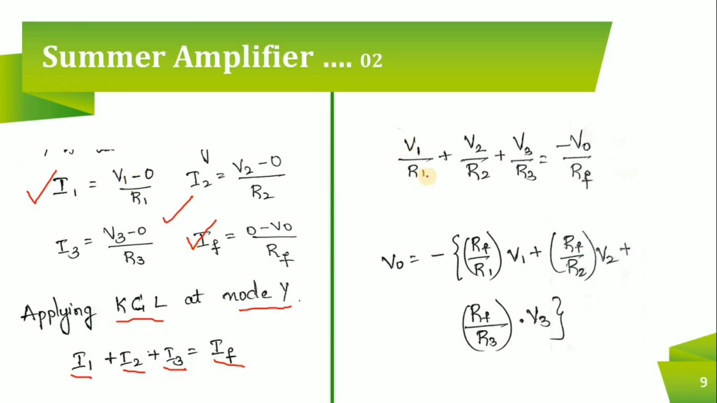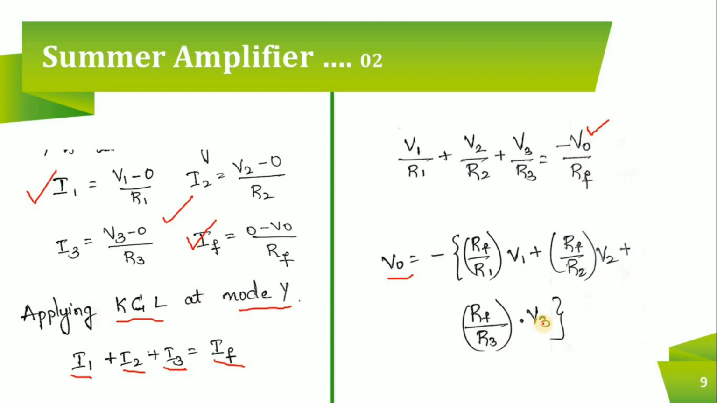So V1 by R1 plus V2 by R2 plus V3 by R3 is equal to minus V0 by RF. See, 0 minus V0 is minus V0, okay? Divided by RF. I need to find the value of V0. So I'll separate V0 and your expression becomes minus of RF divided by R1 into V1 plus RF divided by R2 into V2 plus RF divided by R3 into V3.